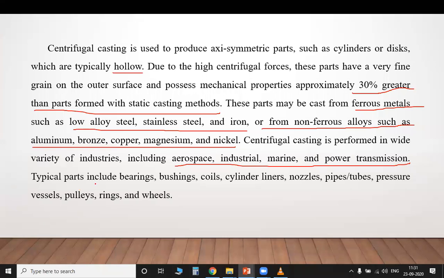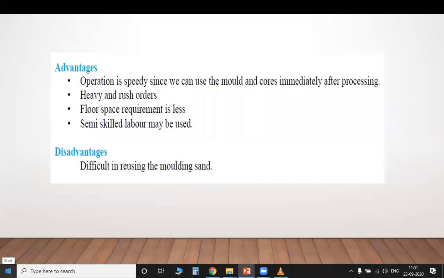Typical parts include bearings, bushings, coils, cylinder liners, nozzles, pipes, tubes, pressure vessels, pulleys, rings and wheels. So these are the different parts which are mostly prepared. Clear?